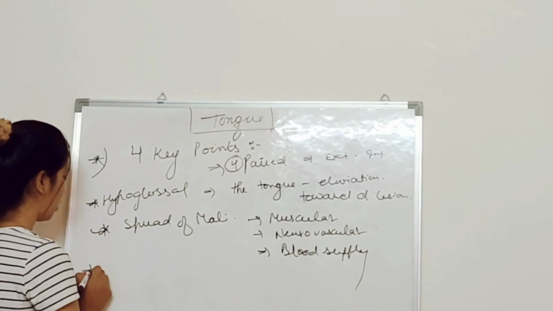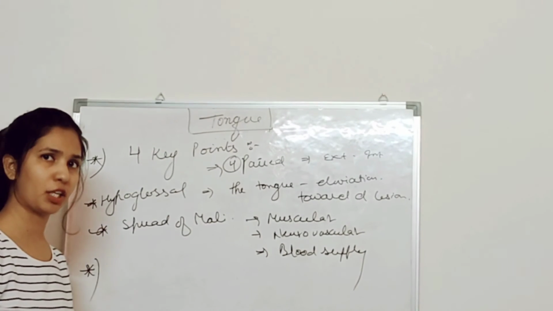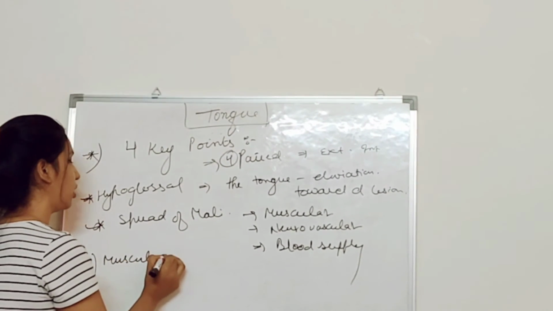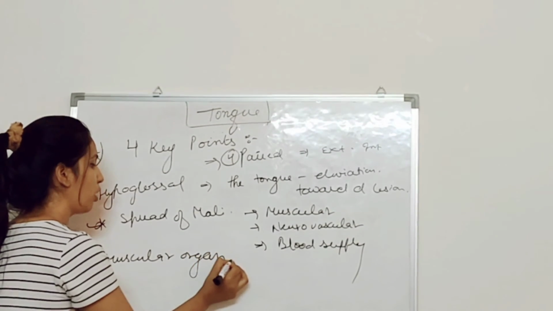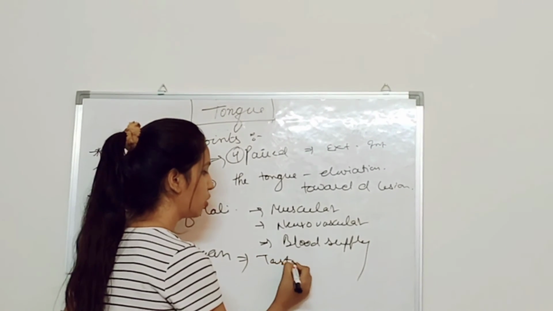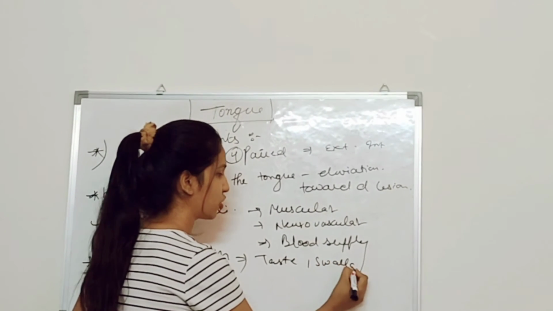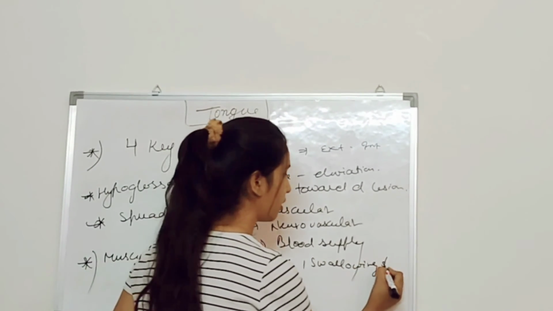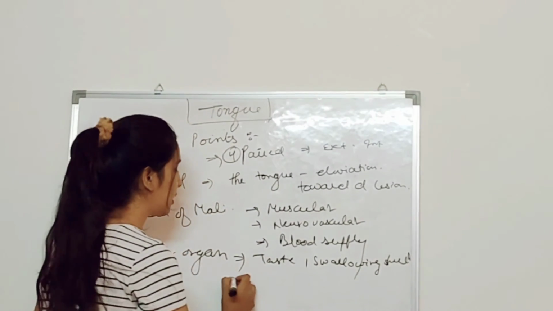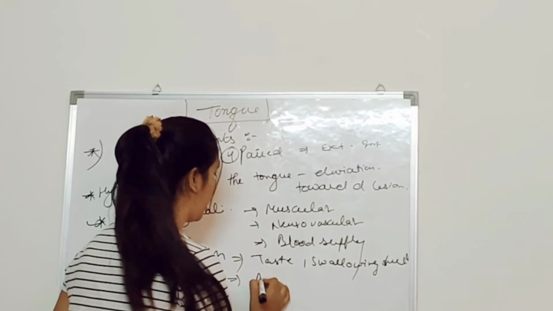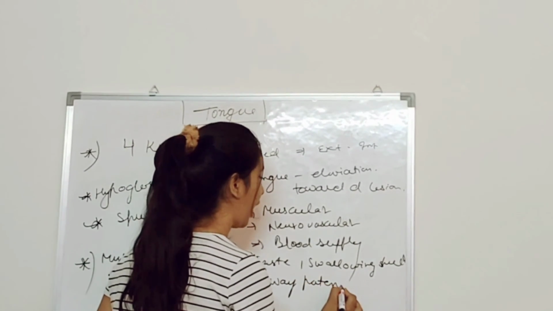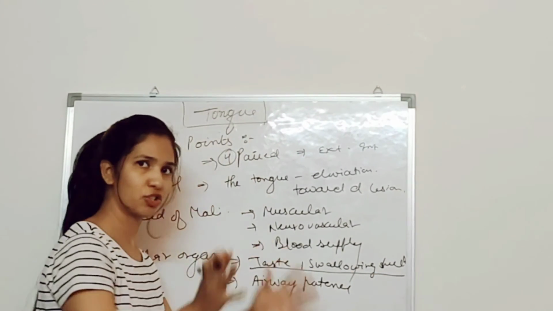And the last was for the effective functioning of the tongue, which is a muscular organ. As I told you in the origin, it's a muscular organ. So it has functions: taste, swallowing and speech. But if someone asks you what is the most important function of the tongue, it is the maintenance of the airway of the individual. So you have to remember this is the basic function of the tongue.